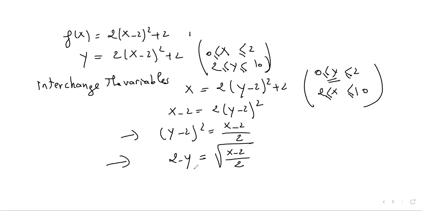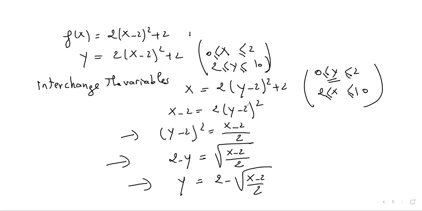And you have the total right to do that, because this is the positive expression. So 2 minus y is a positive one, and it makes a lot of sense. Then I can write that y is equal to 2 minus the square root of (x minus 2) divided by 2. And that's it. So this is how you get it.